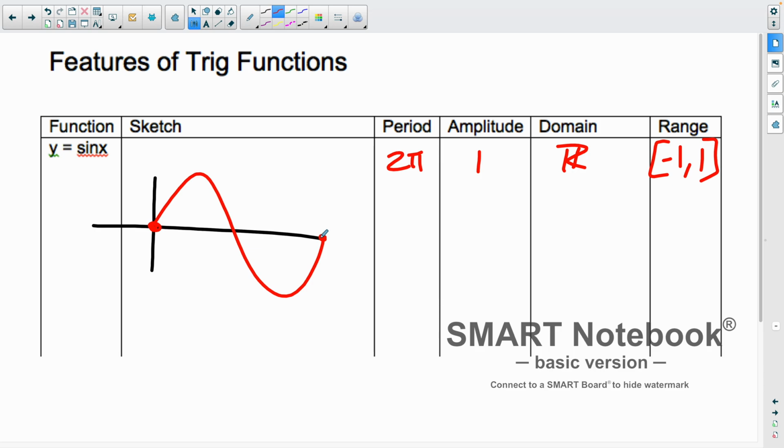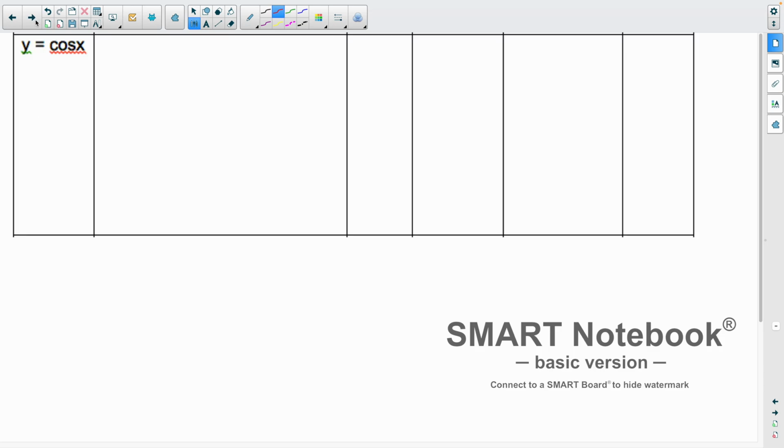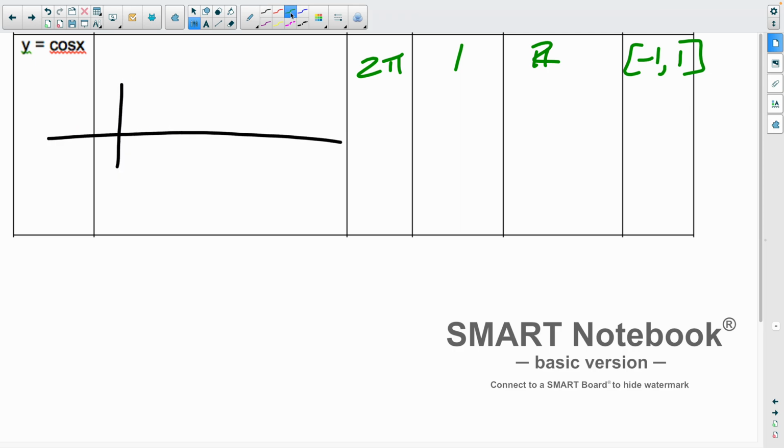If we go to the next, if we go to cosine, what about the characteristics for a cosine graph? It's 2 pi, 1, all real numbers. It looks almost identical. We don't really tell those apart. What's the difference between a sine graph and a cosine graph? One starts at the top, one starts on the midline. It's a phase shift difference, so they're off by 90 degrees.